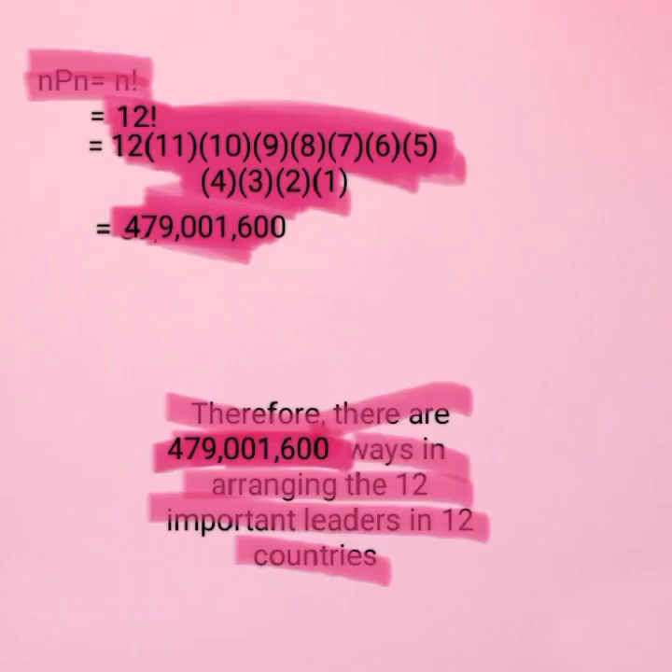So the equation that we will use is permutation of n taken n is equal to n factorial. N factorial is equal to 12 factorial. So now we're going to start from 12 down to 1. So 12 times 11 times 10 times 9 times 8 times 7 times 6 times 5 times 4 times 3 times 2 times 1, and that is equal to 479,001,600. Therefore, there are 479,001,600 ways of arranging the 12 important leaders of the 12 countries.